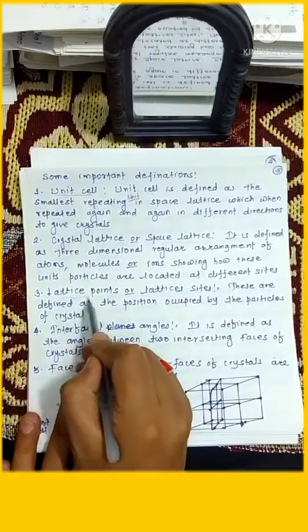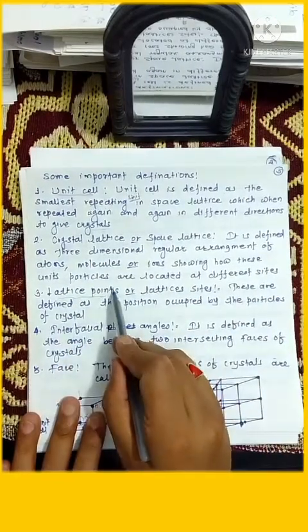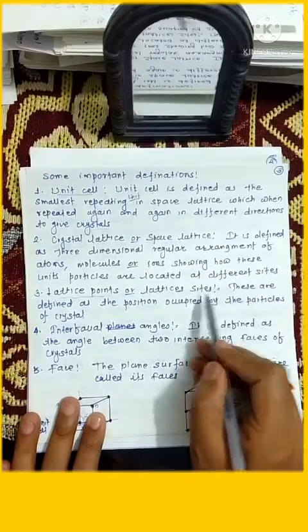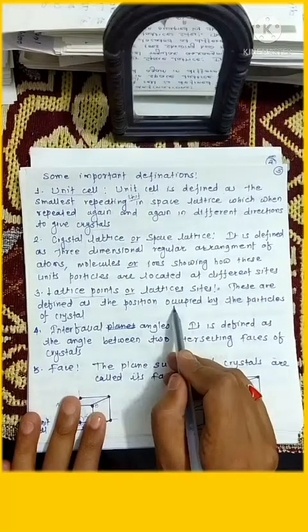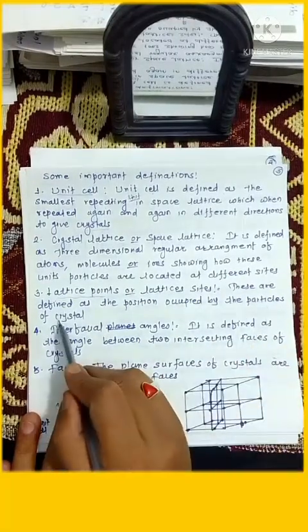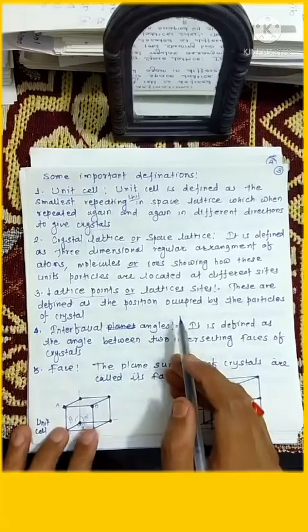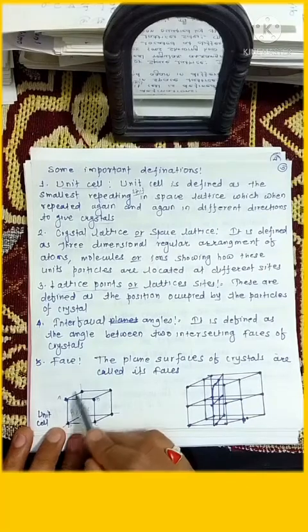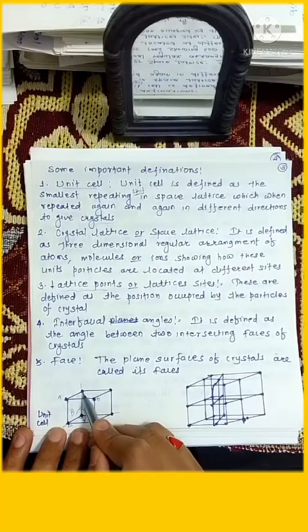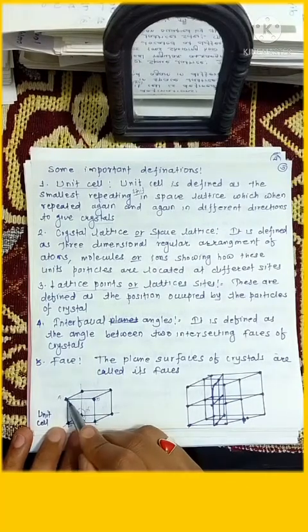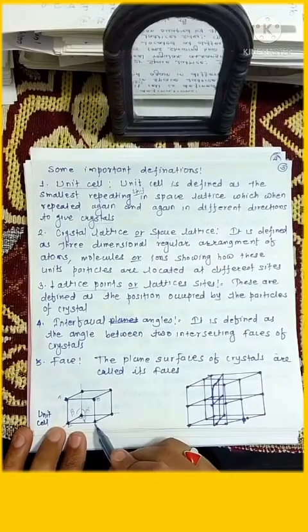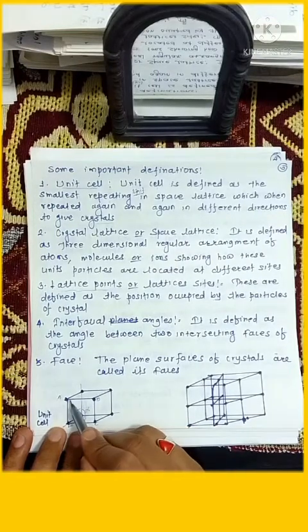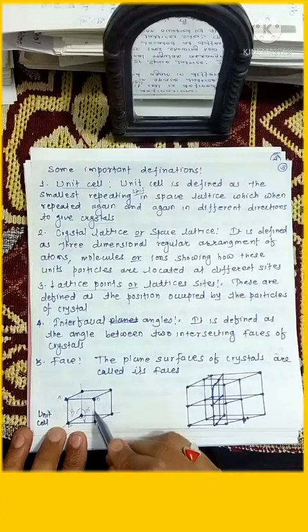Now we are going to see what is meant by lattice point or lattice site. These are defined as the positions occupied by the particles of the crystal. So just see in this diagram of the unit cell, there are 8 dots drawn. These 8 dots are basically known as lattice points.